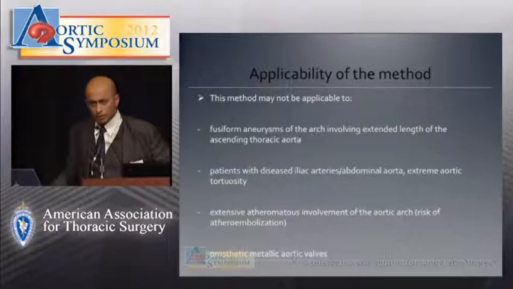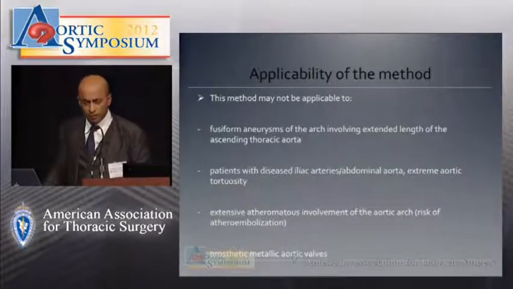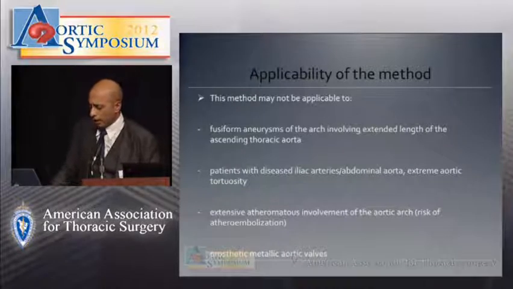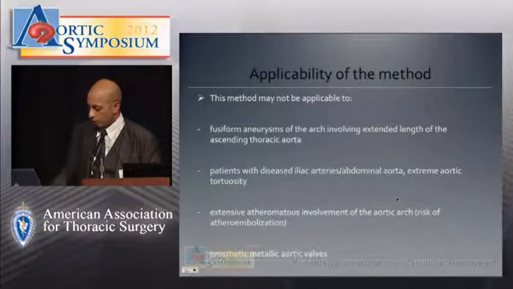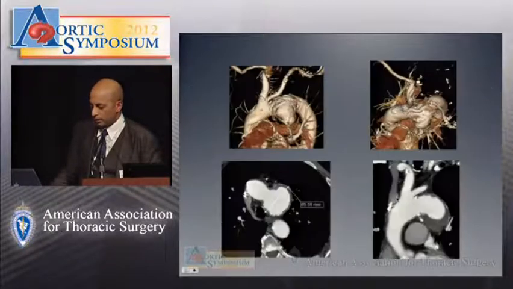The method may not be applicable to everybody. Obviously, aneurysms of the arch involving the ascending thoracic aorta, as well as patients with extreme tortuosity, although I think we're going to put that to the test with Dr. Moon in Winnipeg next week. Any patients with extensive atheromatous involvement of the aortic arch obviously is a contraindication as well. And as well a prosthetic metallic valve. You're not going to be able to put a delivery system through that.